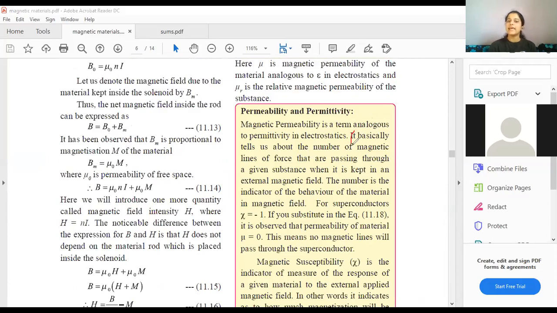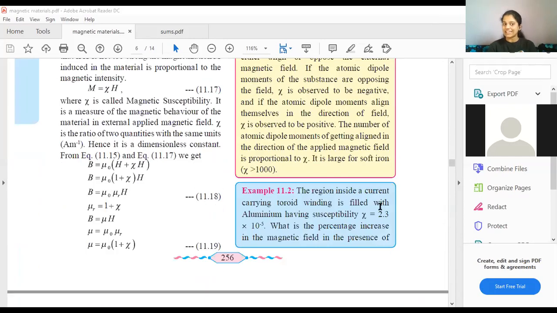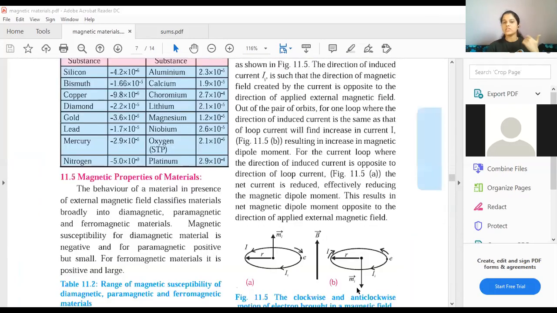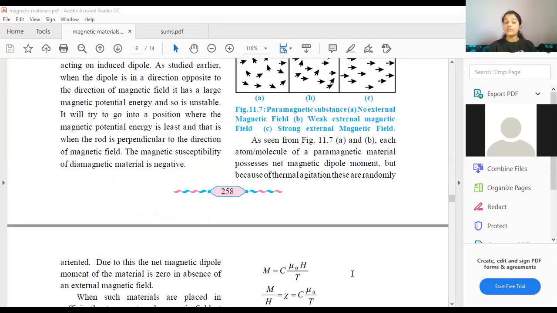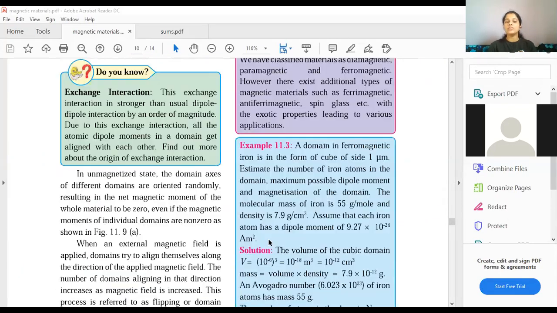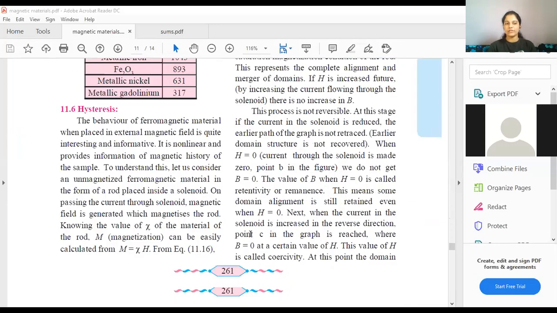It basically tells us about the number of magnetic lines of force that are passing through a given substance when it is kept in an external magnetic field. So permeability gives me the amount of magnetic lines of force that will pass from inside the material when it is kept in an external magnetic field. For a soft iron, there are two types of iron, soft iron and hard iron. For a soft iron, this value is almost above 1,000. That is what is written over here.